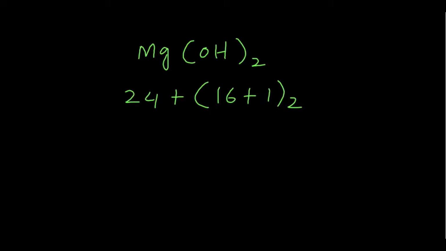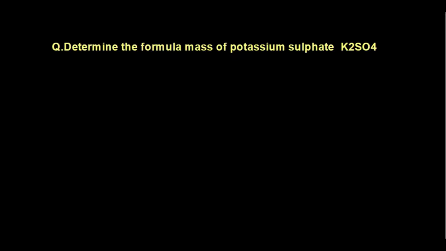So how can we solve? 24 plus 16 multiplied by 2 is equal to 32, plus 1 multiplied by 2 is equal to 2. If we add all the quantities, we get the answer, which is 58 atomic mass unit. 58 atomic mass unit is the formula mass of magnesium hydroxide.